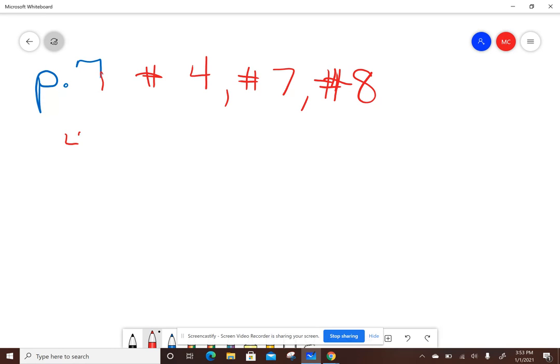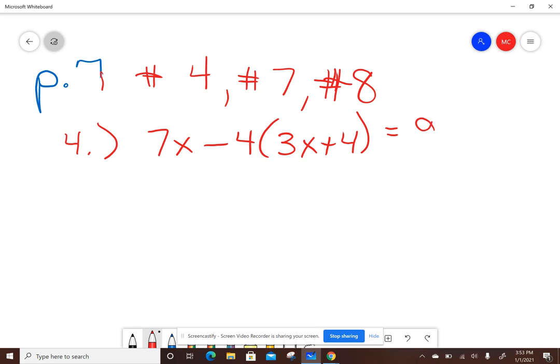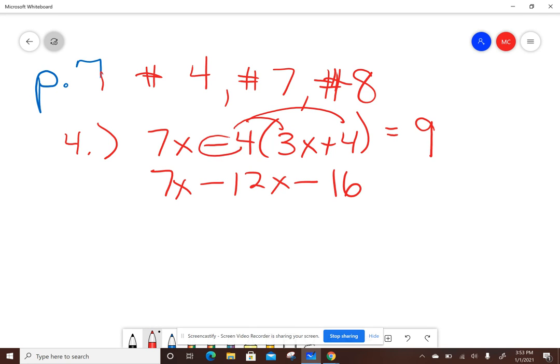Okay, so for number 4, 7x minus 4 times 3x plus 4 equals 9. So this becomes 7x minus 12x minus 16. Notice I was careful to distribute my negative, equals 9. I put commas in to combine my like terms.